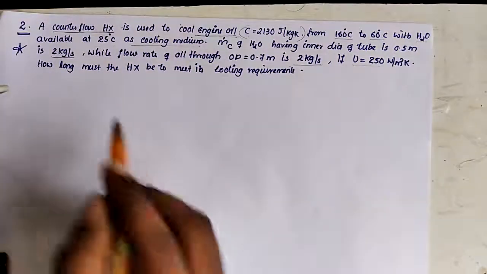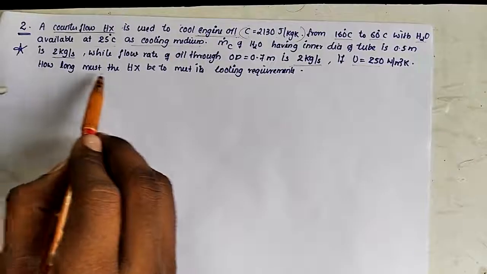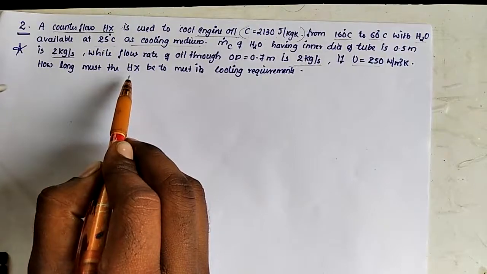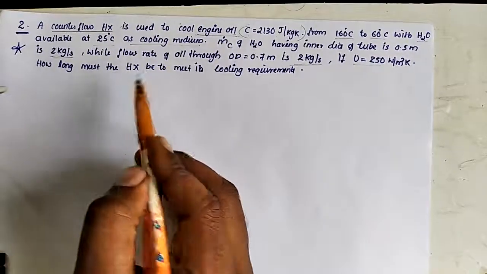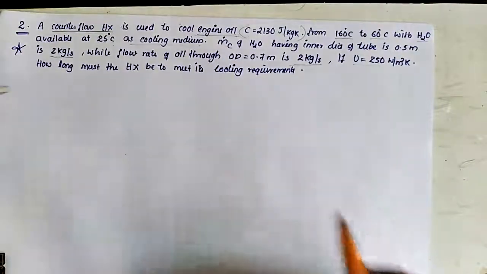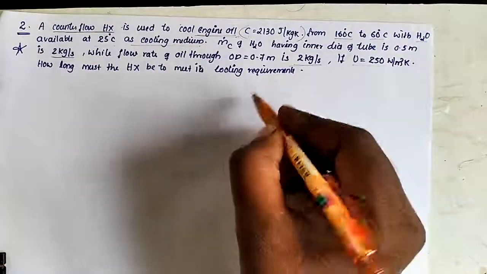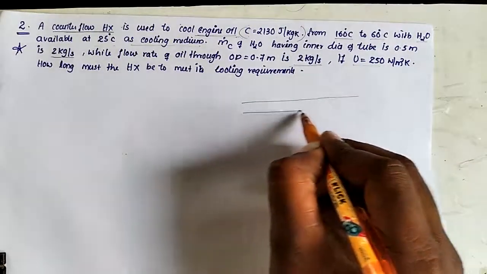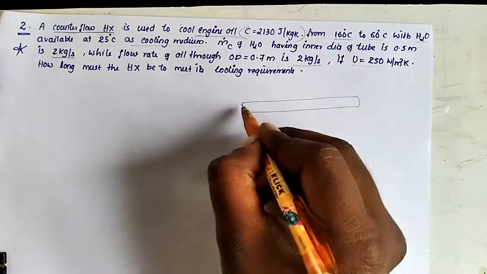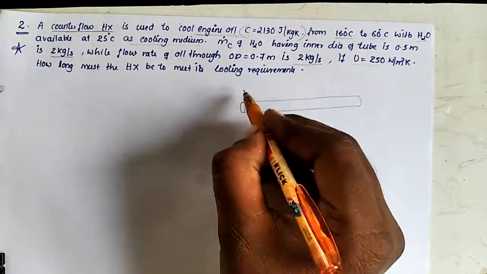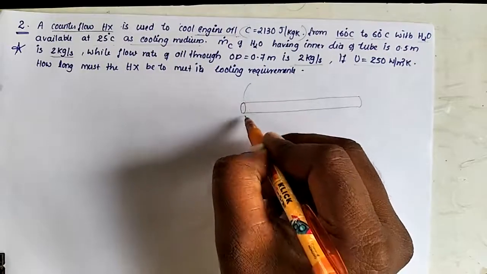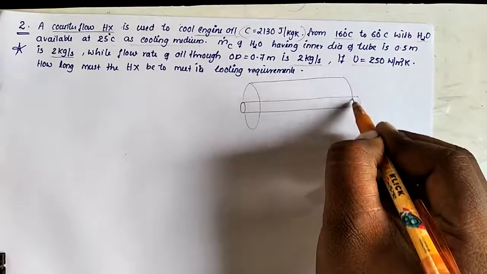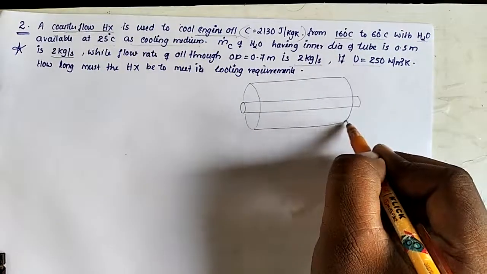Now our question is to find out how long the heat exchanger must be. We are going to discuss a single pass heat exchanger. Single pass means the tube is not folded; the tube is a straight line. Now I am drawing a diagram of a single pass heat exchanger. This is a tube with inlet diameter 0.5 meter, surrounded by another shell, and through the shell the engine oil flows.